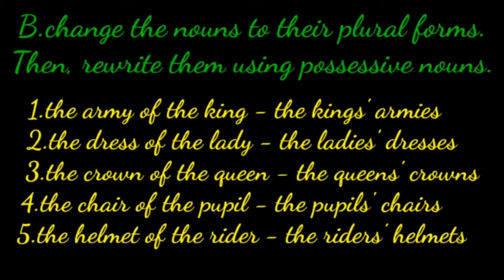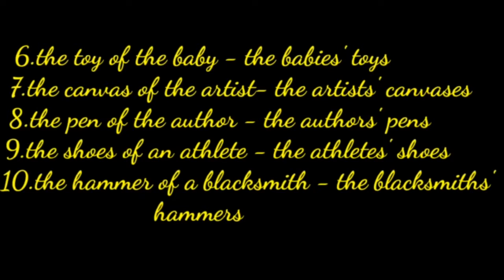The rider's helmets. Now moving to the sixth one. The toy of the baby. I repeat the question. The toy of the baby. The answer is the baby's toys. I repeat the answer. The baby's toys.